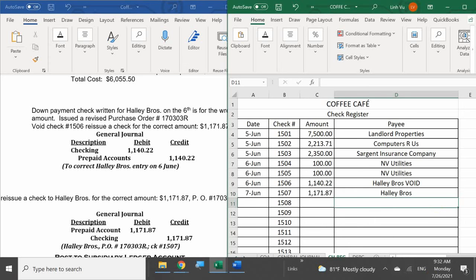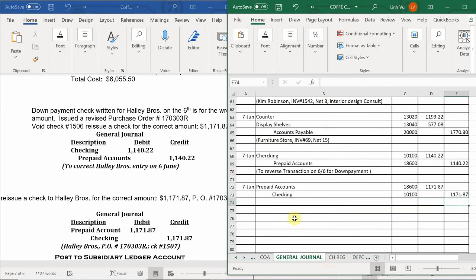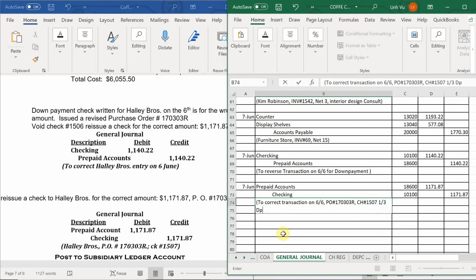So check number 1507 is the one I'm going to write. Now I'm going to go ahead and place my note here for purchase order number R. Okay. We wrote check number 1507, and this is 1/3 down.